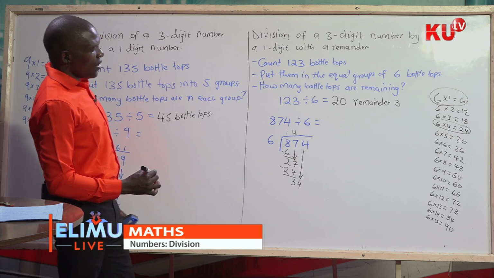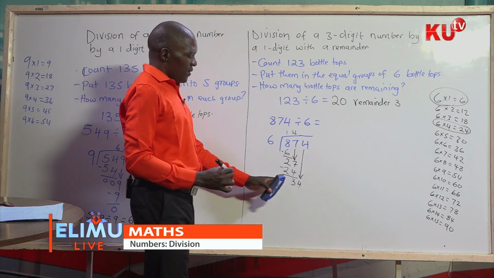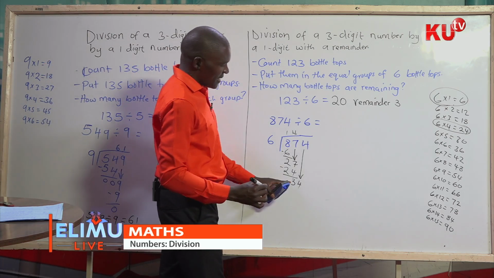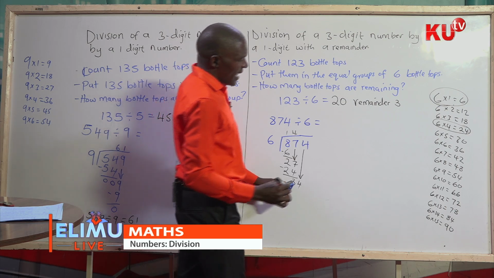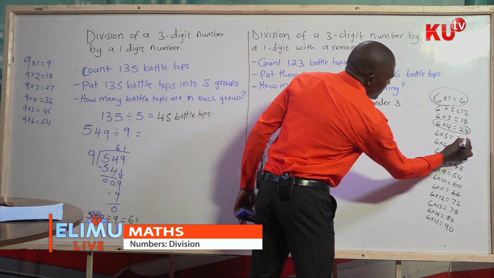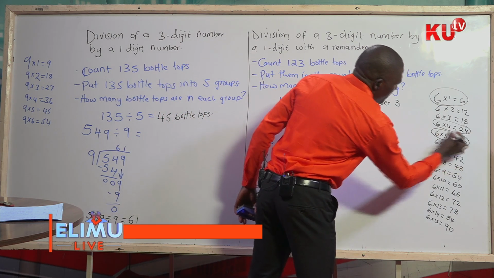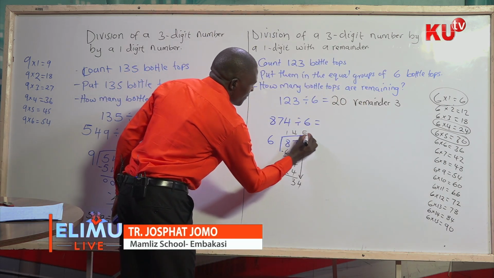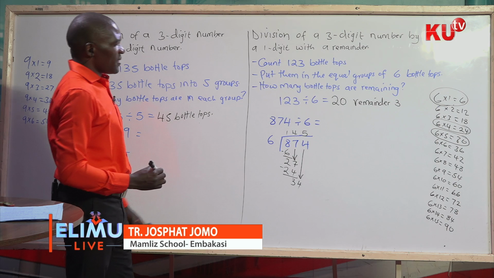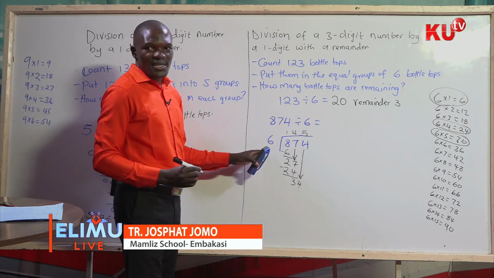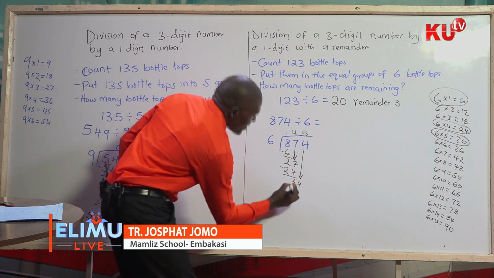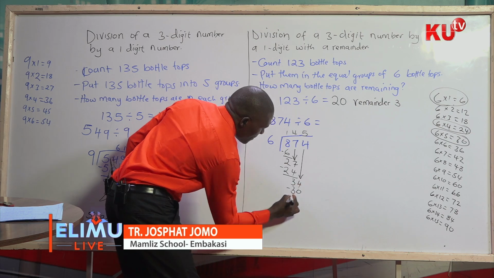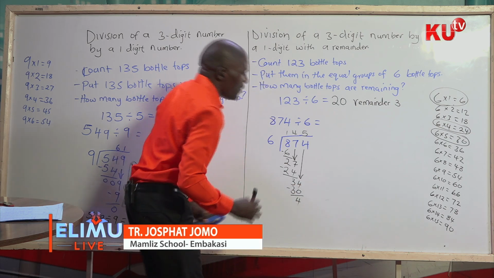You again go to the table of 6. Look at the number that is either 34 or nearer, which is 30. The number that is nearer, and that is 5. You write 5 on top of 4. Then you multiply 5 times 6. That is 30. Subtract, it will give you 4.